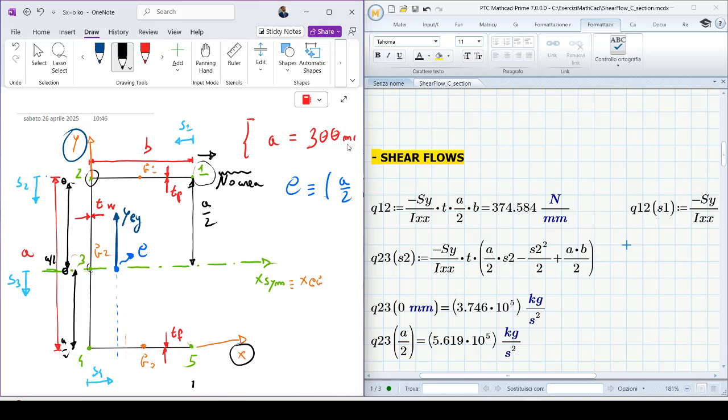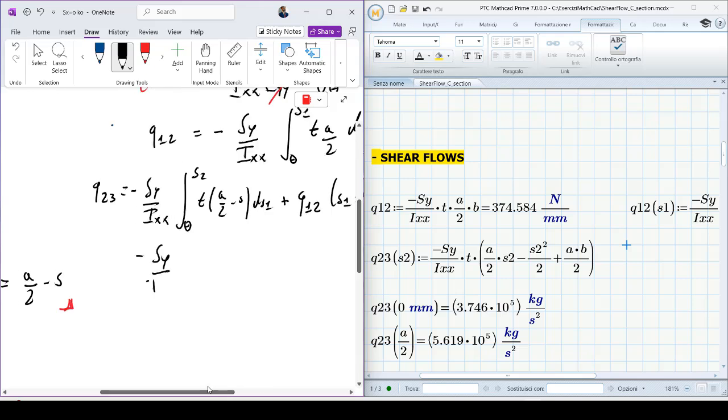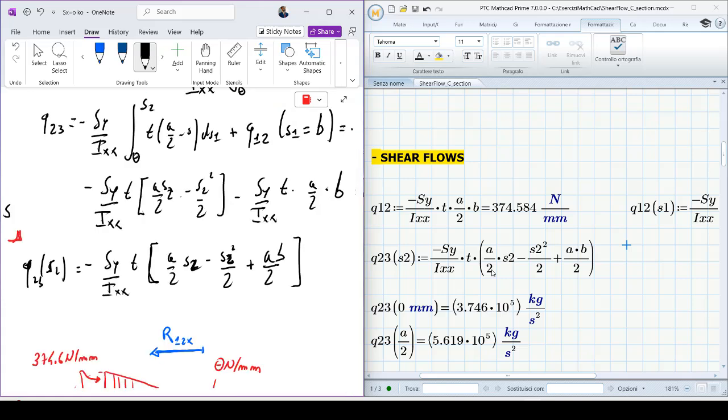When I start again from point 2 for the web, in this case, I don't lose, I must not lose the previous shear flow that is acting in point 2. So now I must sum to this shear flow the shear flow obtained, Q12 at S1 equal to B. Now I can calculate this quantity, and this is Sy divided by Ixx. Q23 is equal to this quantity.